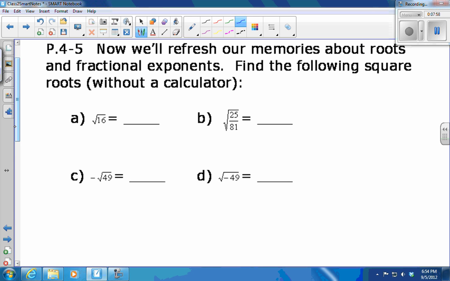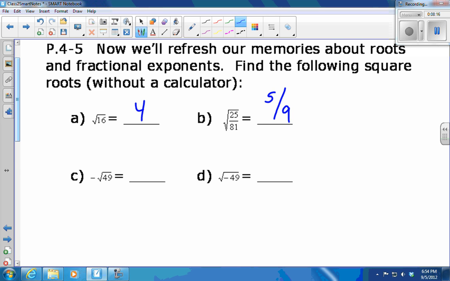So now we're going to refresh our memories about roots and fractional exponents. So let's see if we can figure these out without a calculator. Square root of 16, 4. Square root of 25 over 81, 5/9. Yep, you just take the square root of both the top and the bottom.